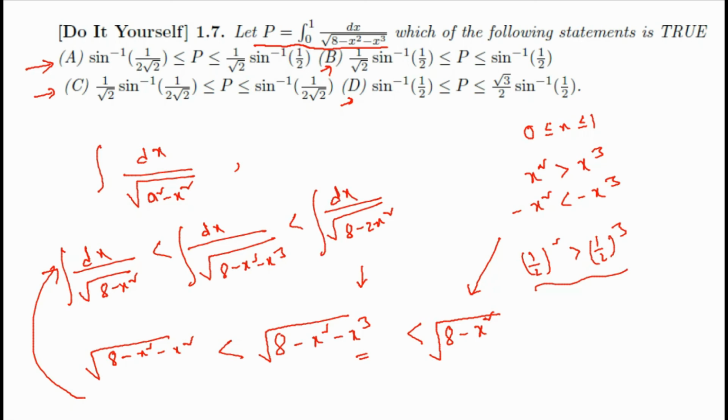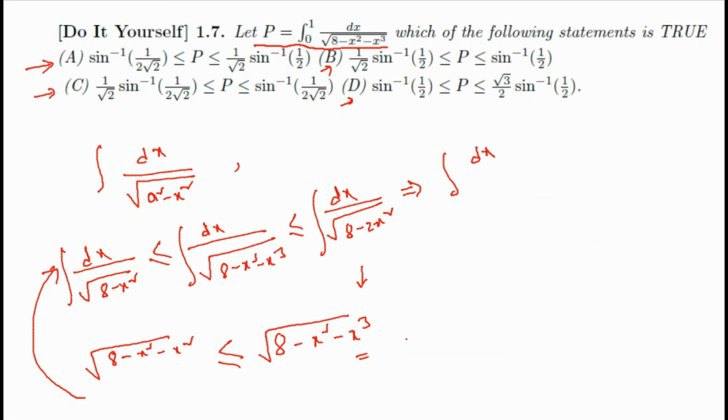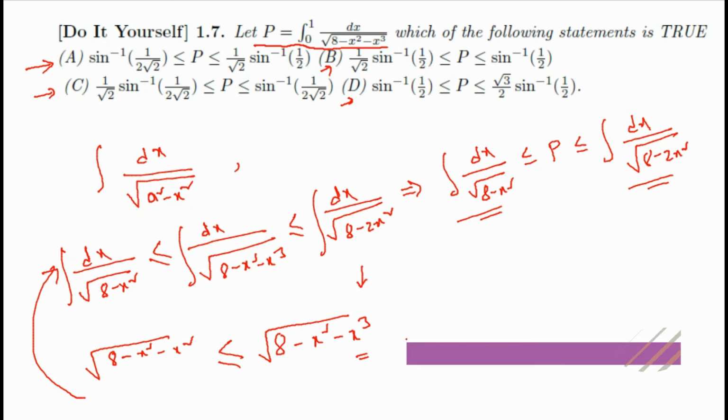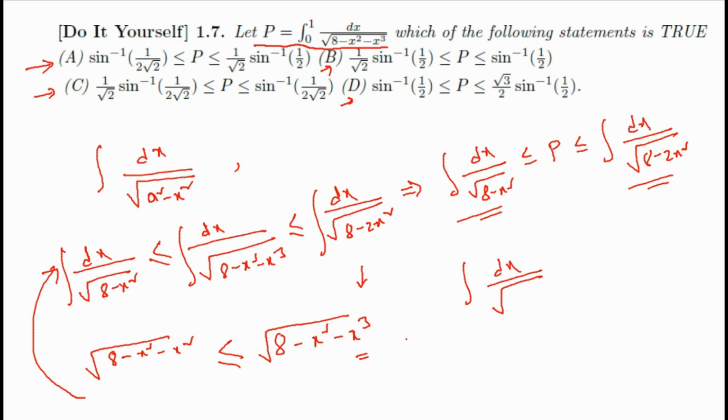We will get this inequality. Just let me clear the board first. You can write it as the integral of dx by root 8 minus x square less than or equal to P less than or equal to the integral of dx by root 8 minus 2x square. Now these two integrations are easy to solve, so we can have our result. For this part we can take 2 common, and easily the form is dx by root a square minus x square, which we have already solved.